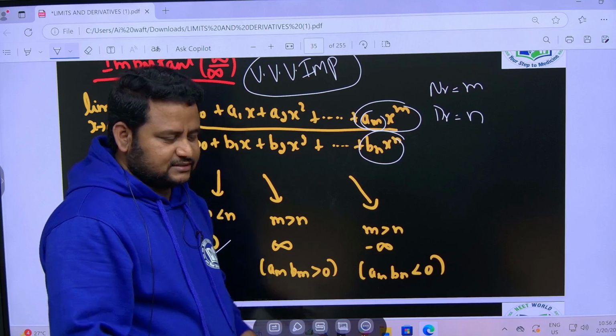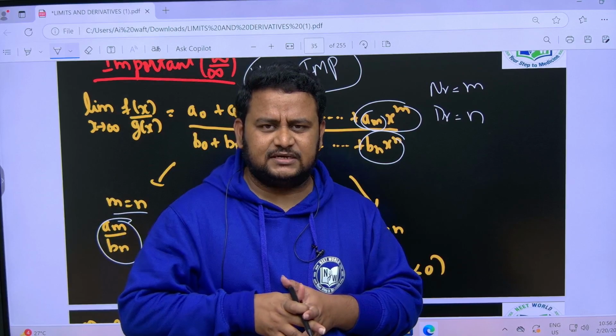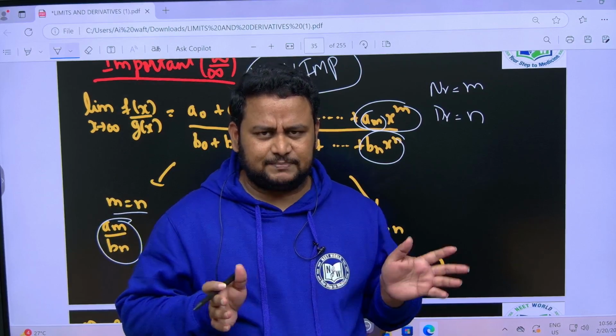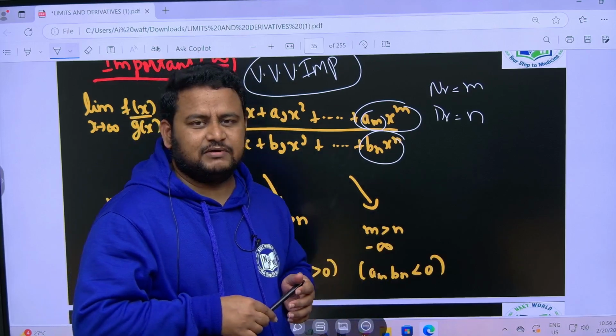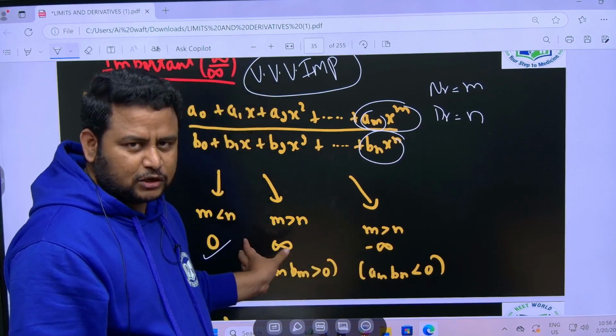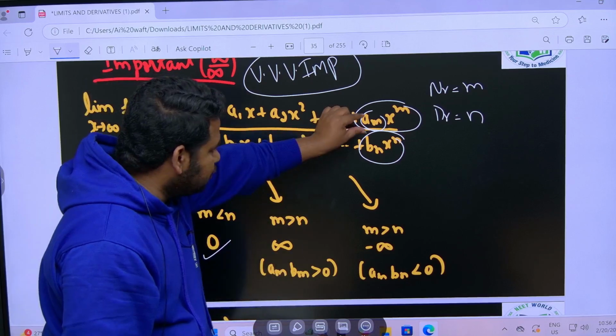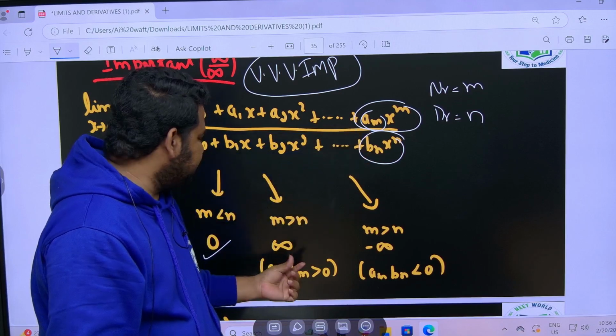If m is such a big number, that is, the numerator's power is so high, then what will happen? The value we get will be close to infinity, that is, actually infinity itself. So it will be positive infinity if the product of a to the power of m into b to the power of m is a positive value.